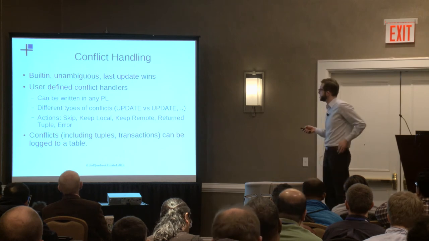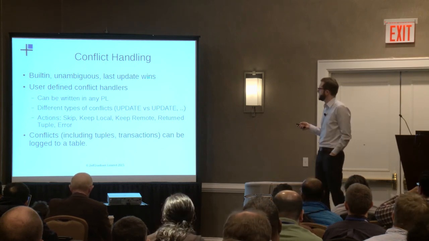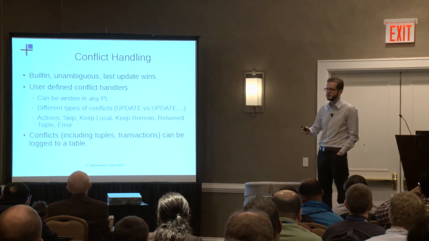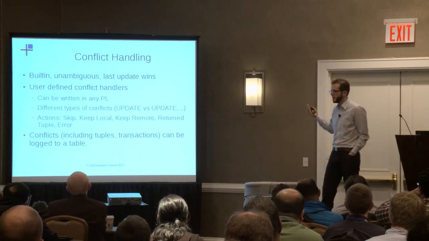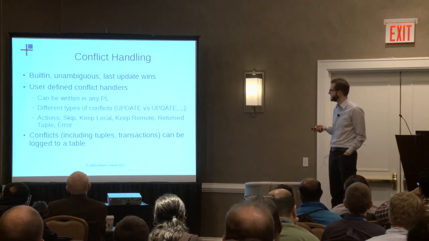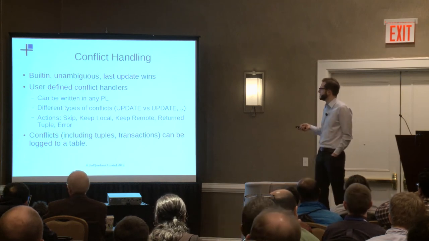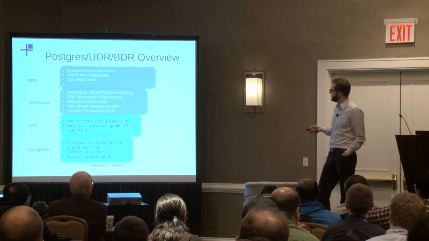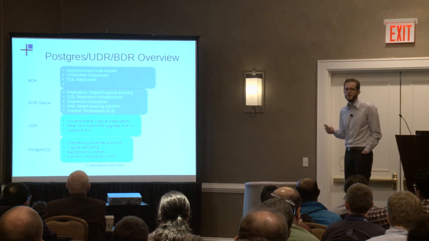So as I said, for conflict handling, we have the built-in last update wins. We use the transaction timestamp when it committed to resolve that by default, and you can add newer conflict handlers. It's not that interesting, I think, unless you really started to look into it. So it's a bit complicated how all these fit together.